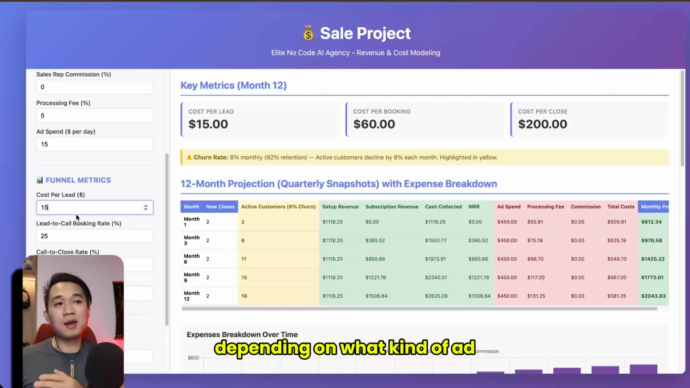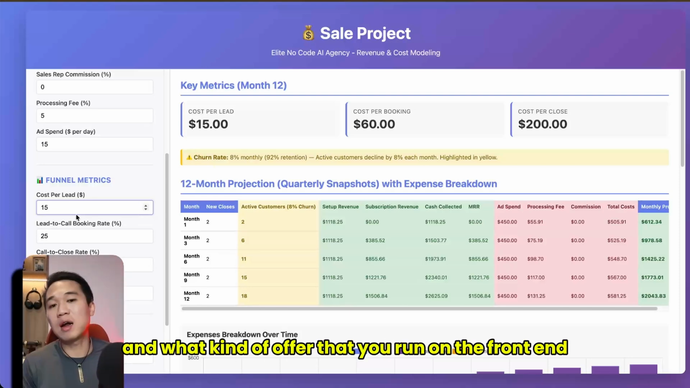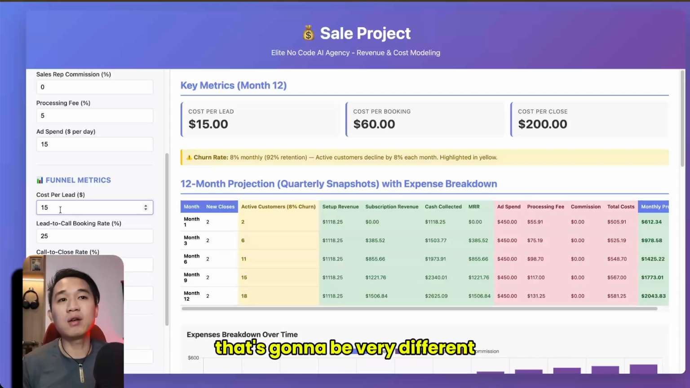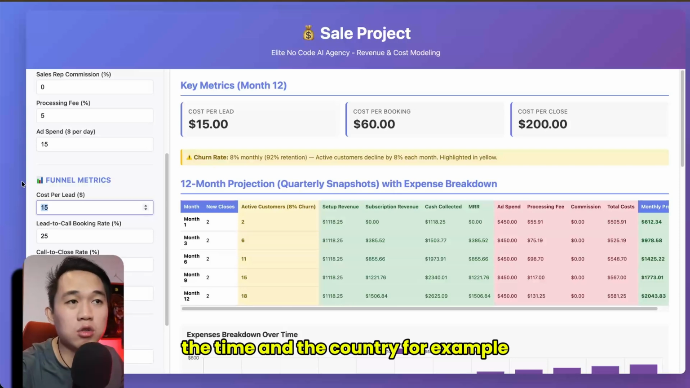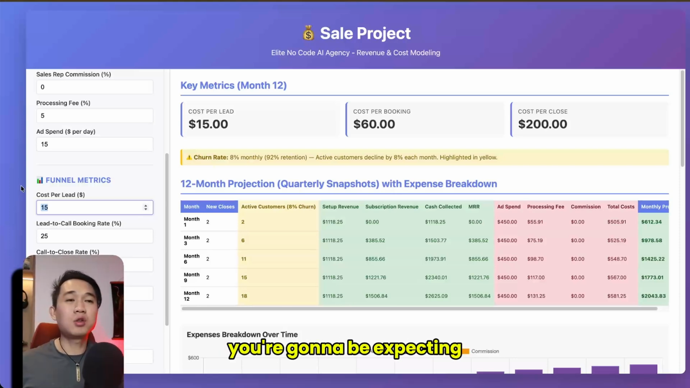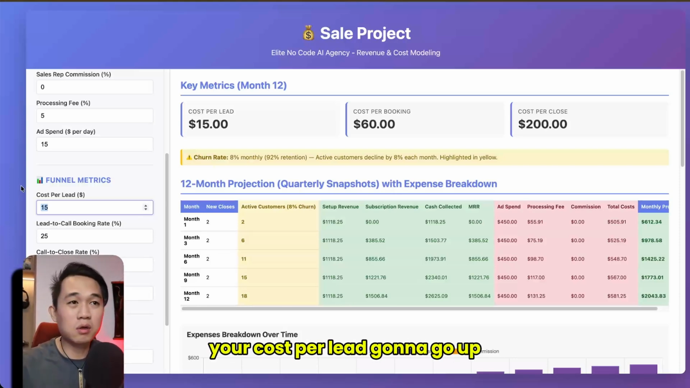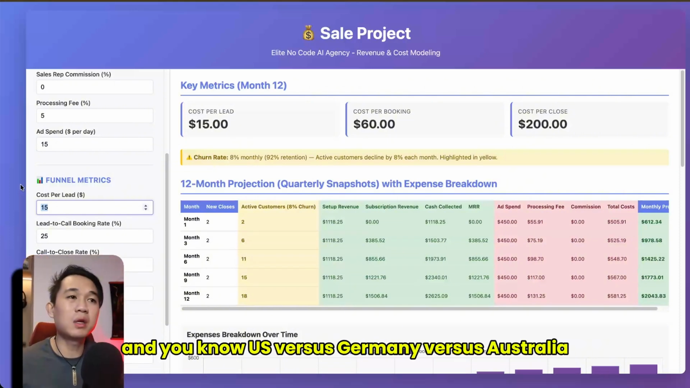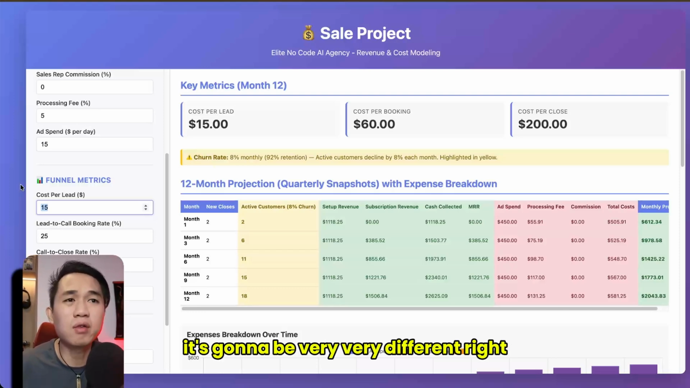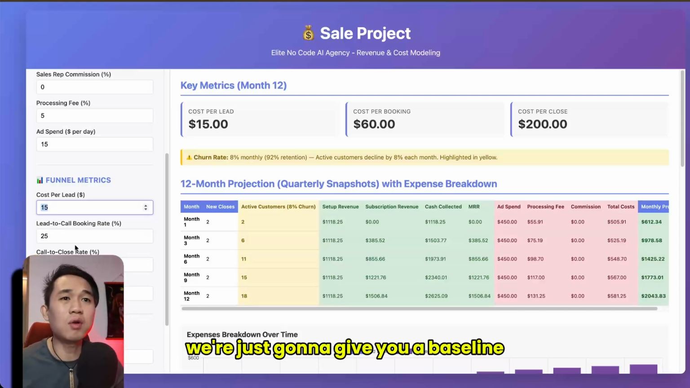Now, the cost per lead is very tricky. Depending on what kind of ad and what kind of offer you run on the front end, it's going to be very different. It also depends on the market, the time, and the country. For example, during COVID, you can expect your cost per lead to go up quite high. And the US versus Germany versus Australia is going to be very, very different. We're just going to give you a baseline.